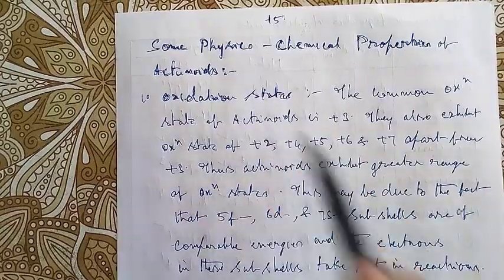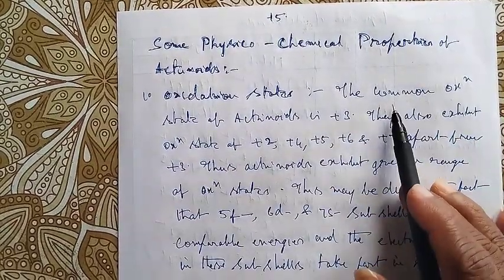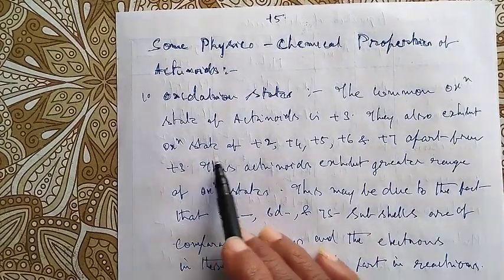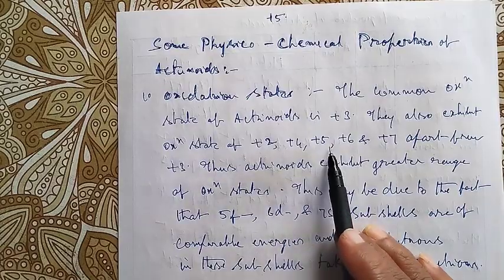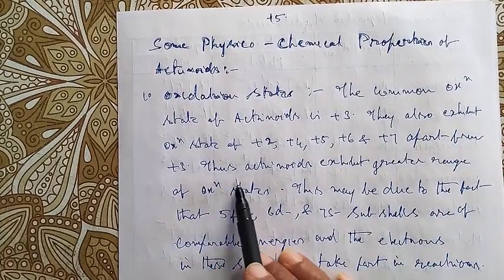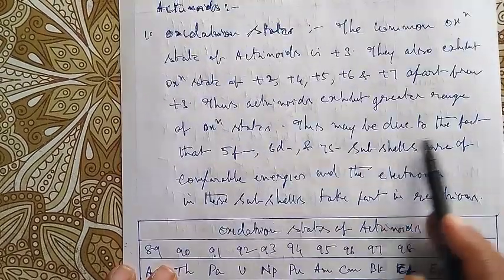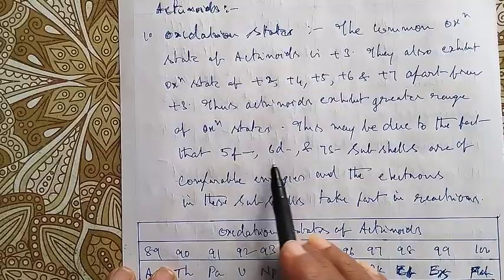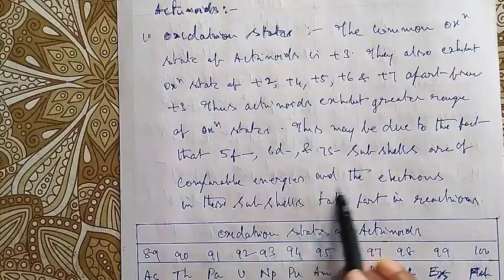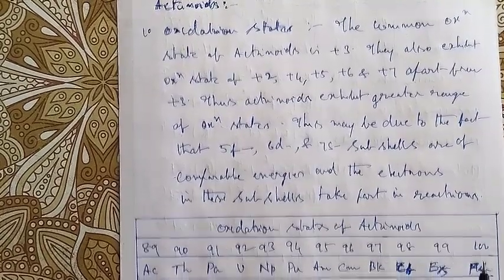Oxidation states. The common oxidation state of actinides is +3. They also exhibit the oxidation states of +2, +4, +5, +6 and +7 apart from the +3 oxidation state. Thus, actinoids exhibit a greater range of oxidation states. This may be due to the fact that 5f, 6d and 7s subshells are of comparable energies and the electrons in these subshells take part in the reactions.